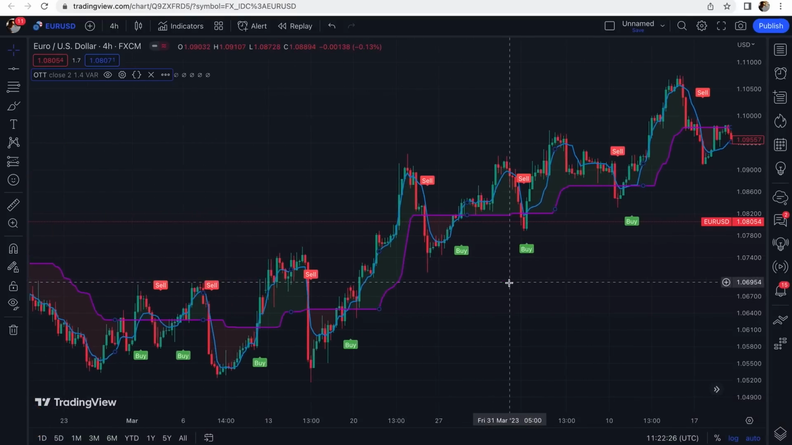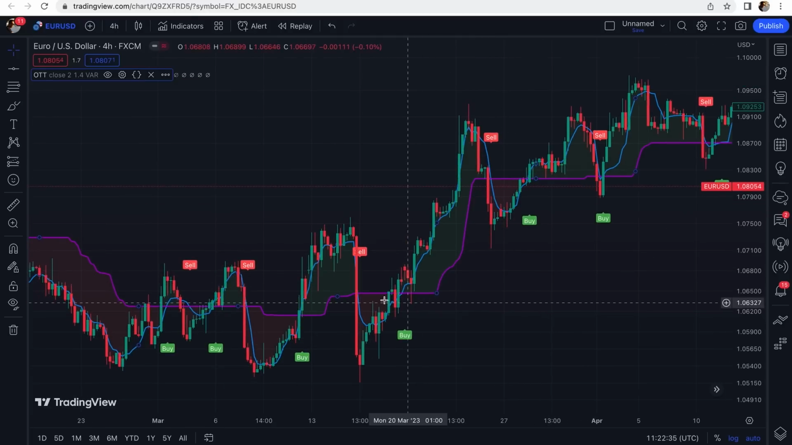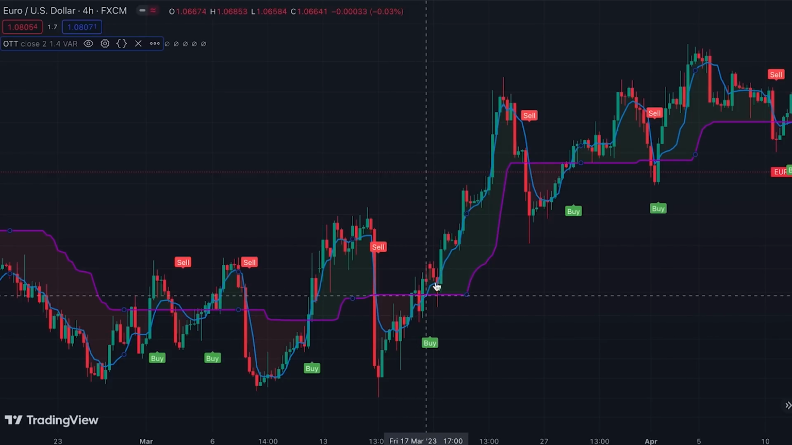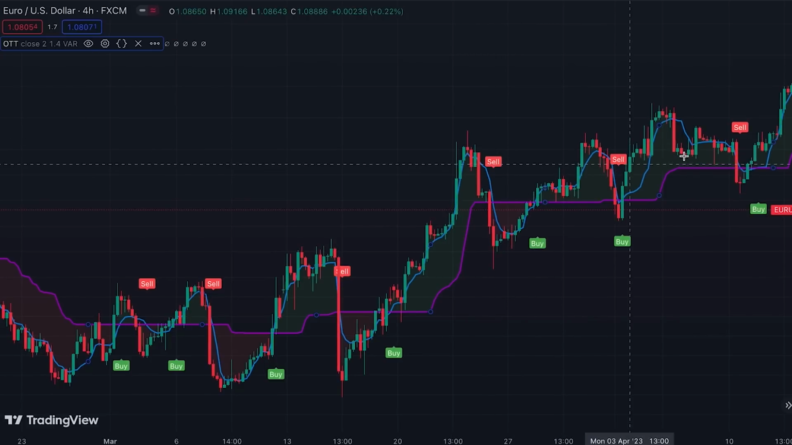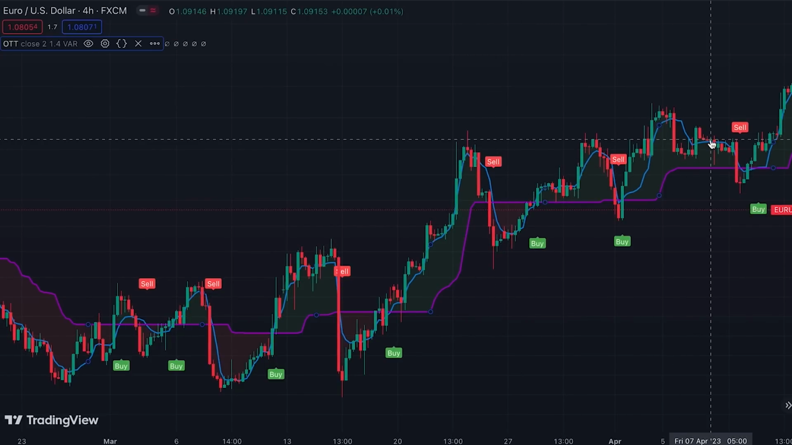The first type of buy-sell signal is based on the crossover of the OTT line and support line, and this is set by default. And what you see here is, when the support line crosses above the OTT line, it's a buy signal, and when it crosses below the OTT line, it's a sell signal. Please pay attention that in practice you need to filter the false signals, and later I'll teach you a trading strategy regarding this.